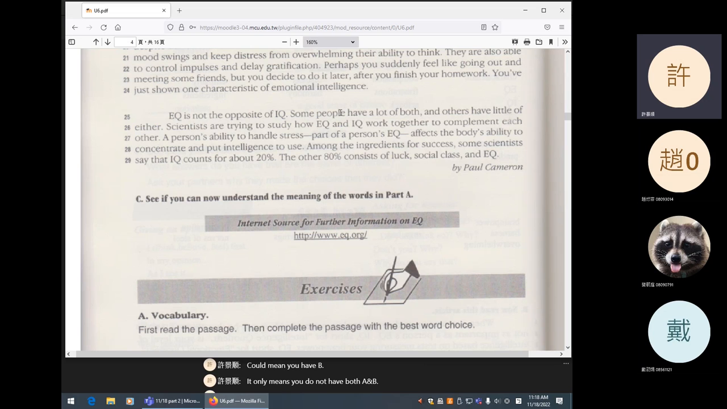So here it says some people have a lot of both and others have little, which means they don't have either one, right? Either is singular, right? So negation is individual. 否定要个别否定. And notice it says a lot of both, but little. There's no a here, right? If you say a little, that means you have some. But if you say little with no a, that means you don't have any.